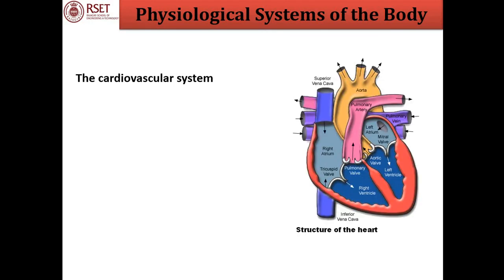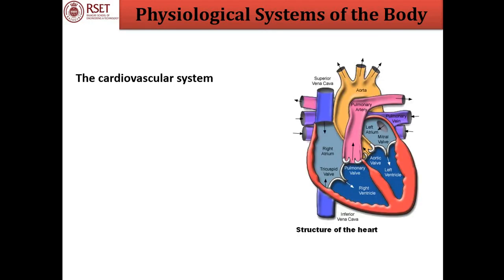Let us now move into the different physiological systems of the body, because a biomedical engineer has to understand the systems in the body so as to have an interface between the man and the machine. So the foremost physiological systems in the body are the cardiovascular system, the nervous system, the respiratory system and so on. Let me now explain a little bit about the cardiovascular system.